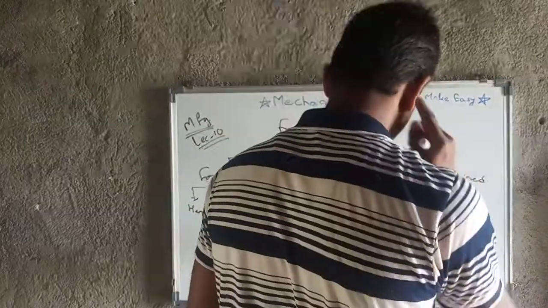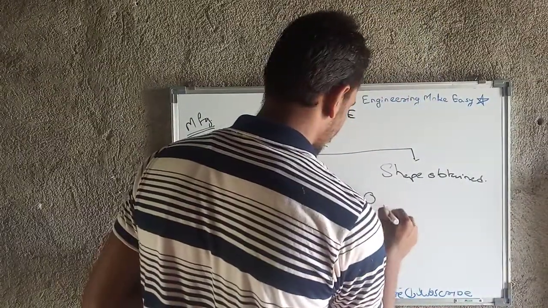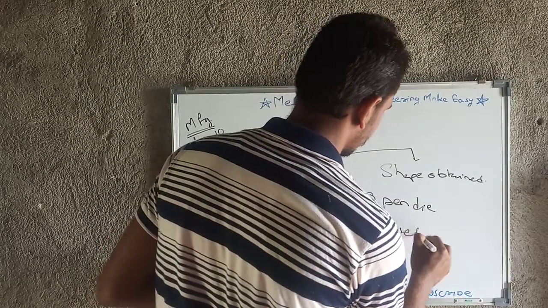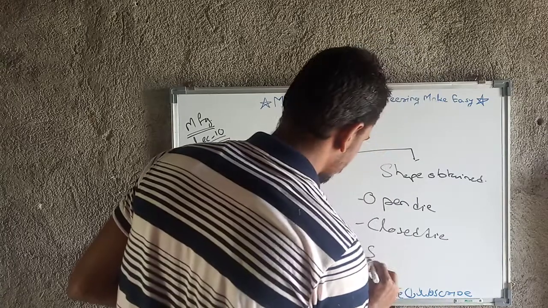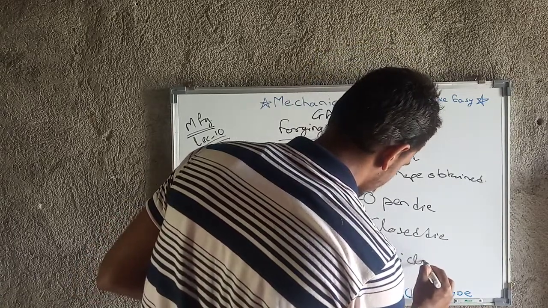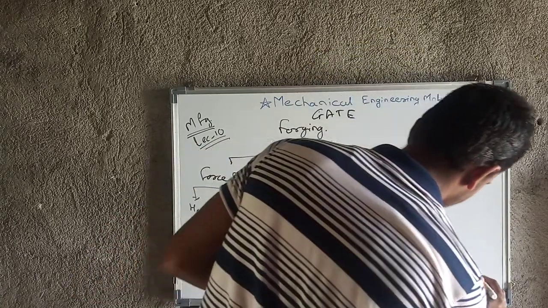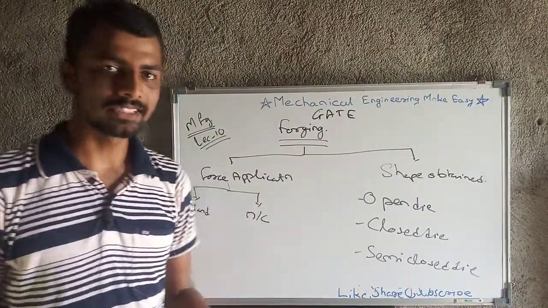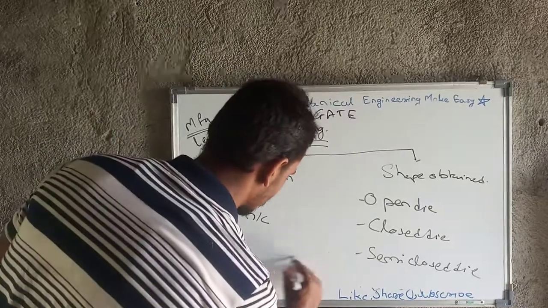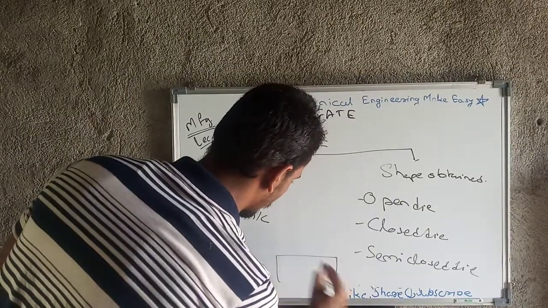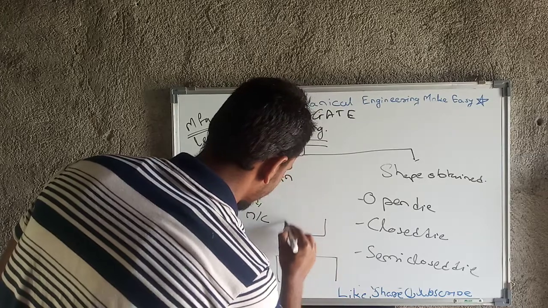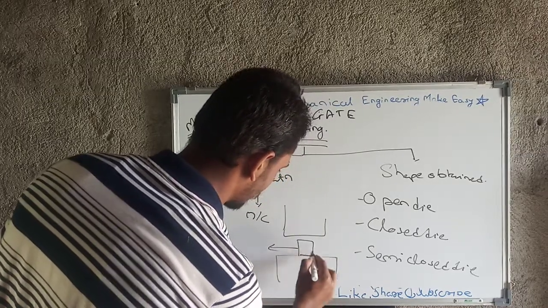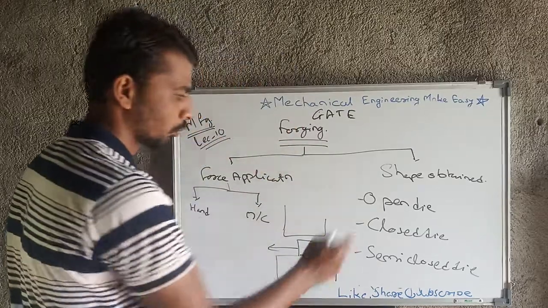And in case of shape obtained, there is open die, then closed die, and semi closed die forging, depending on the shape of the die. If the die is open, like this is the lower die and this is the upper die, and here is the material, then the material can flow here and there. So this is open die forging.